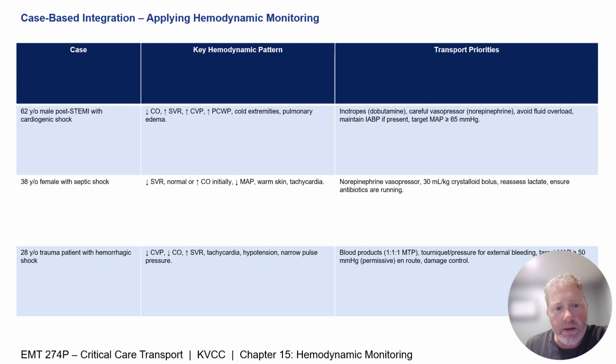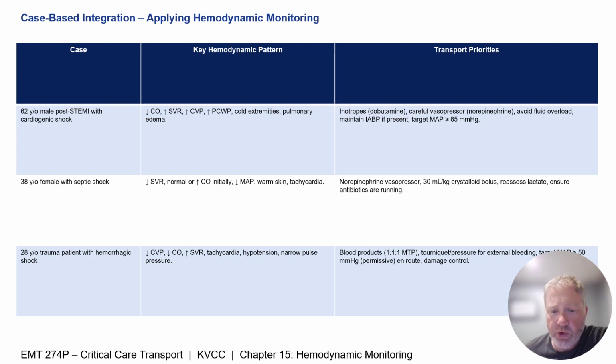The post-MI patient here demonstrates low output with a high filling pressure and compensatory vasoconstriction. So that patient, post-STEMI cardiogenic shock, is going to have low cardiac output. As a result of the low cardiac output, they're going to have a high SVR, probably a high CVP, a high wedge pressure. They might have cold extremities. They could have some pulmonary edema developing.